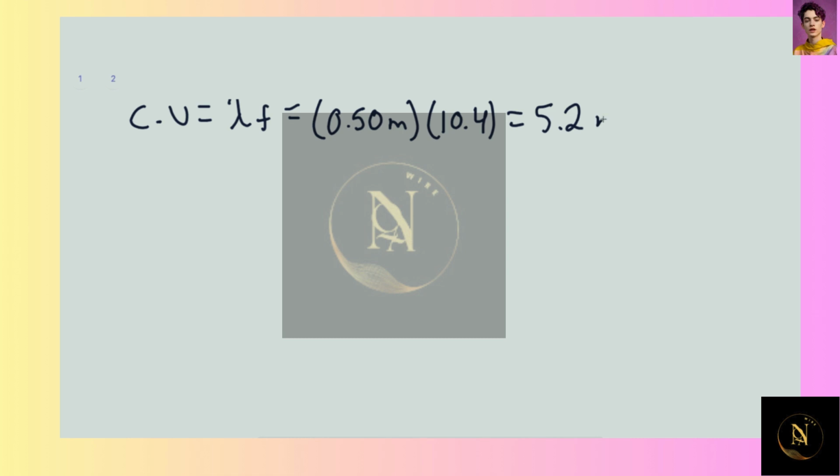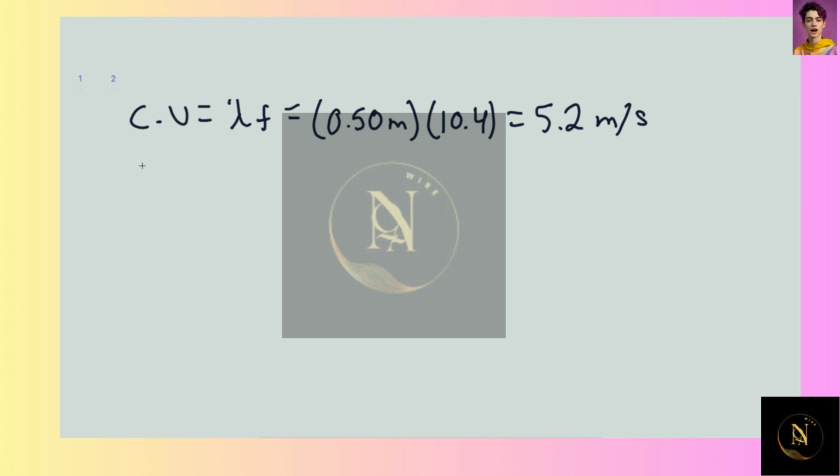At this point, part C is asking us to find the speed of propagation. So we can say that the speed of propagation of this wave equals the wavelength times the frequency. We have both of these values, so we'll have 0.50 meters times 10.4 hertz. And this is going to be equal to 5.2 meters per second. So that would be C.